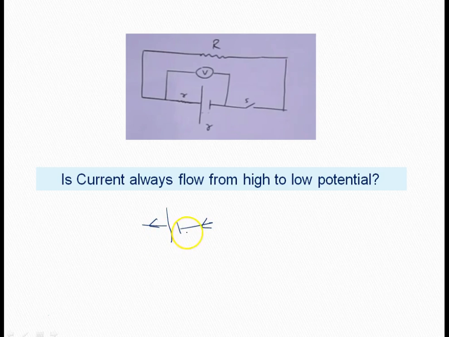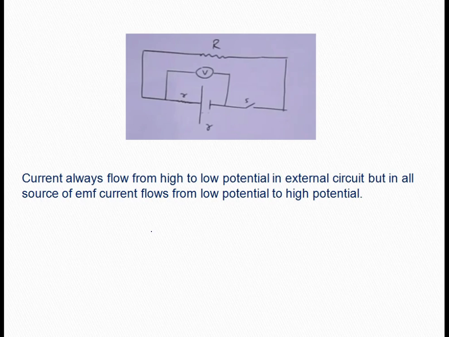This is the high potential end and this is the low potential end. So what will you say? In the external circuit, the circuit which is outside the cell, positive charge, that is the current, always flows from high potential to low potential. But inside the cell, it flows from the low potential zone to the high potential zone. So all of you read it.